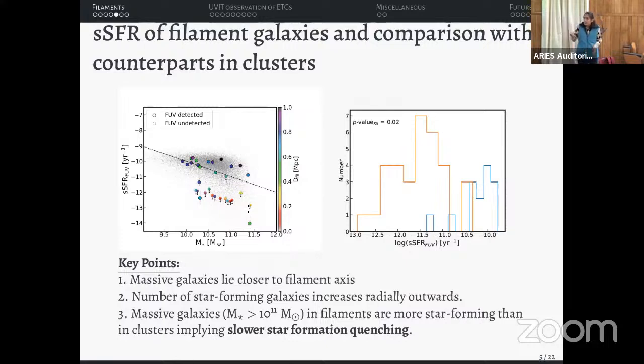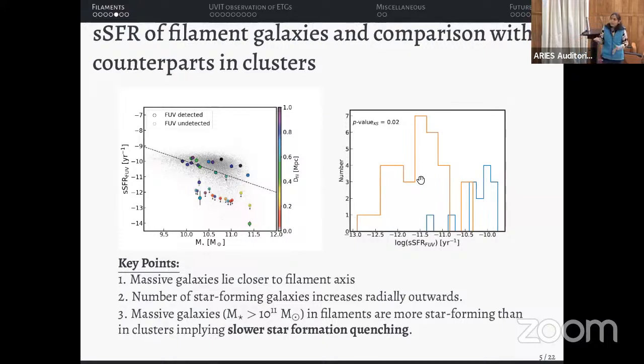So when compared with, I should have labeled this. Sorry. I also wanted to see whether the properties of filament galaxies are any different from those present in clusters. So I made a sample of cluster galaxies that I have shown with this orange histogram, and the blue ones are the filament galaxies, and they all lie in the same stellar mass bin. I have specifically taken massive galaxies here.